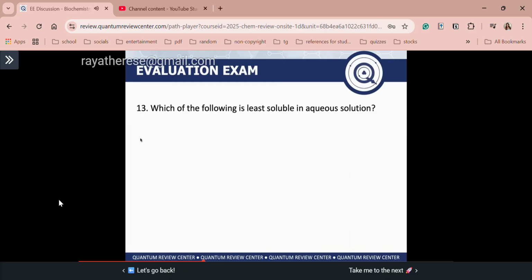Class, in aqueous solution, your molecule is water. So our choices here should be polar or charged. And of course, here are the choices: sucrose, KCl or potassium chloride, ethanol, and palmitic acid. So all of them are soluble except one, right?